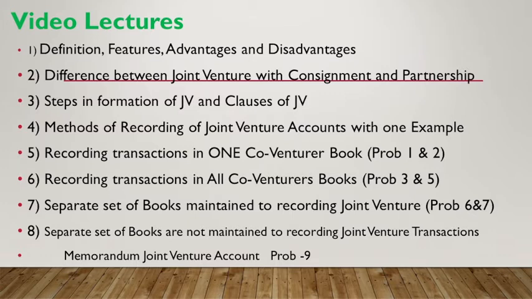I already explained that the first method is only one co-venturer maintaining the books. The second is all co-venturers maintaining the books, and the third is separate set of books maintained. That problem number 6 I explained. In this video, problem number 7, I will explain with the same method, separate set of books maintained.